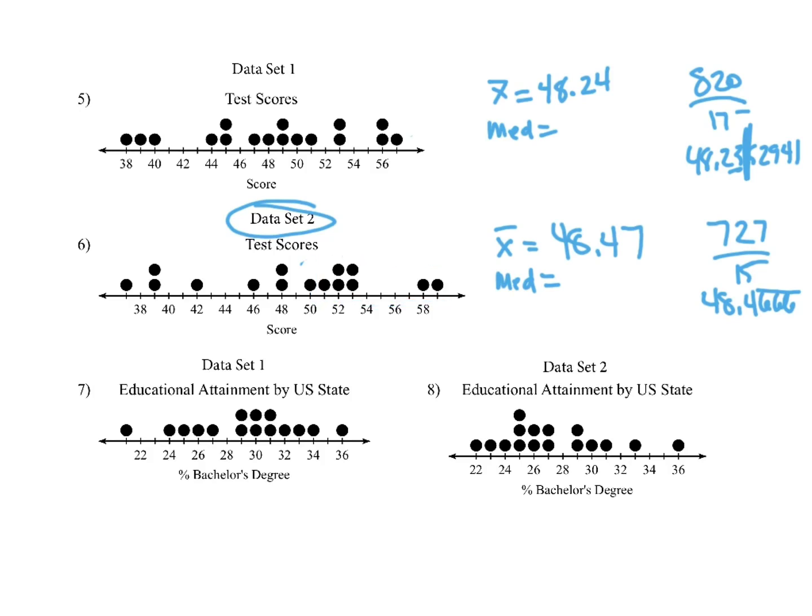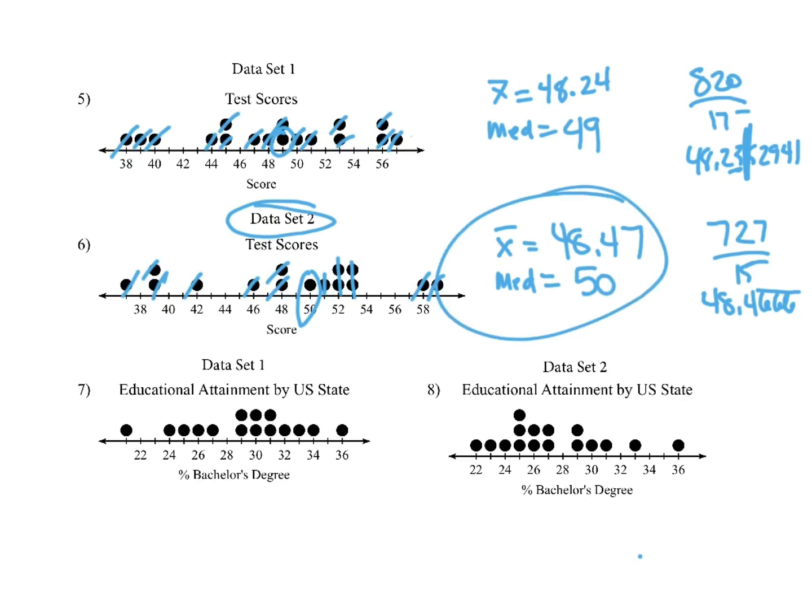Okay, so median now. So 1, 2, 3 on the top, 3 on the bottom, 3 on the bottom, 3 on the top, bottom and top, and we get 49 for our median. Then 2 on the top, 2 on the bottom, 2 on the bottom, 2 on the top, 2 on the top, 2 on the bottom, 1 and 1, and we get 50. So median and mean were both higher on data set 2.